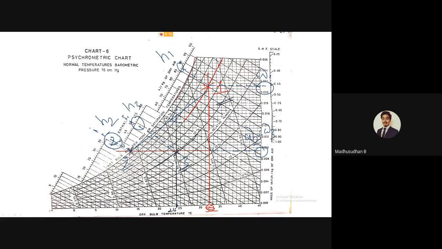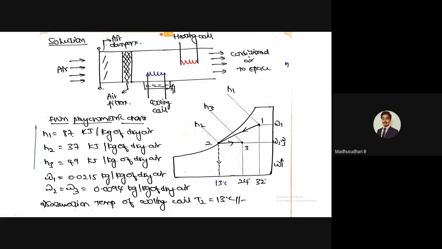So all these temperatures, all these enthalpies and omega values will be obtained from the psychrometric chart, which I have just listed here. So H1 would be 87, H2 would be 37, H3 would be 49, and omega 1 would be 0.025, omega 2 equal to omega 3 would be 0.0094.